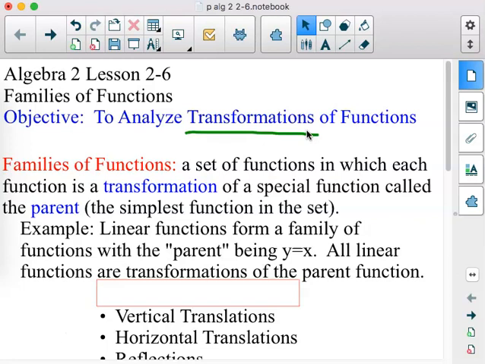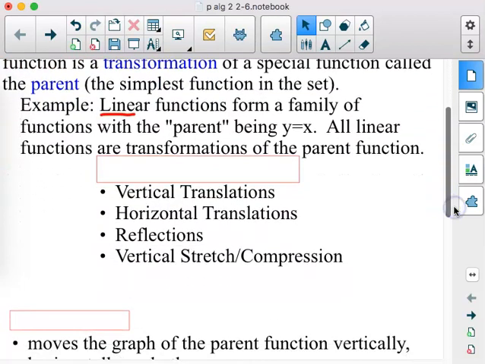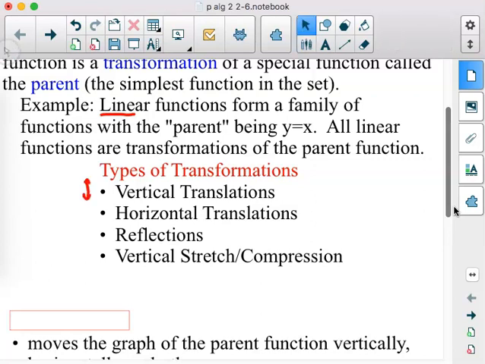So like it says in the example, linear functions are lines, root word. Linear functions form a family of functions with the parent being y equals x. All linear functions are transformations of that parent function. So we have different types of transformations, and those could be vertical translations. Those are moving it up and down. We could have horizontal translations, which would be moving it right and left. We have reflections, which are just what it says, a mirror image of what we had, and it might be a reflection over the x-axis, a reflection over the y-axis, a reflection over the origin. We can reflect over an infinite amount of things.